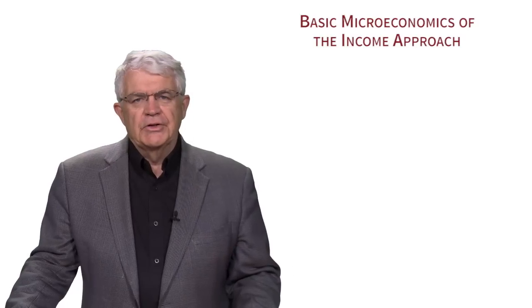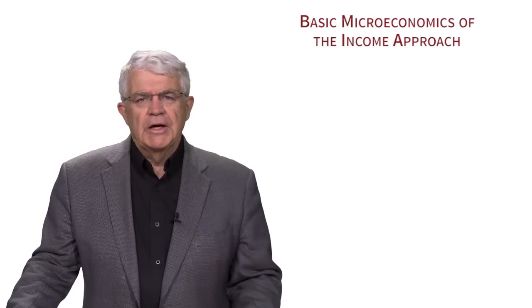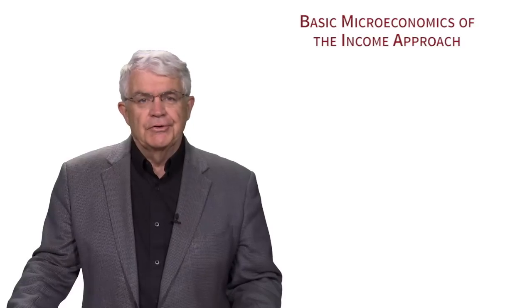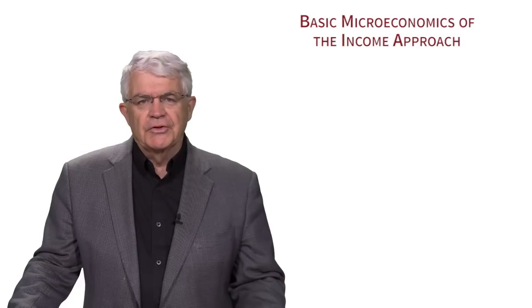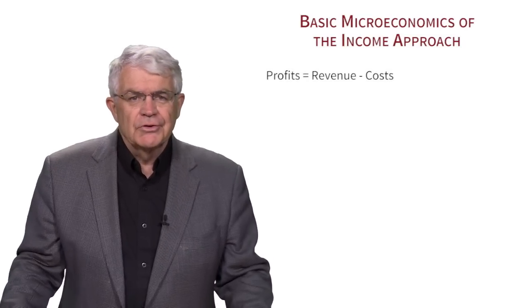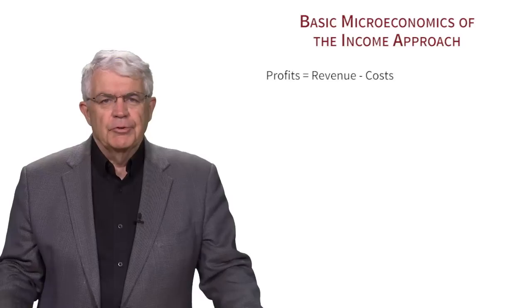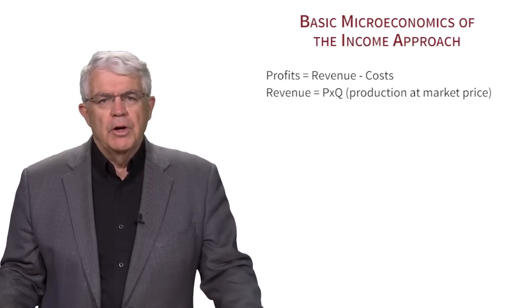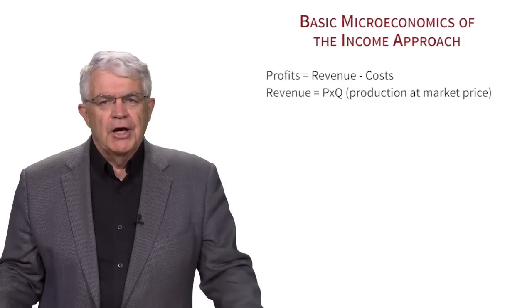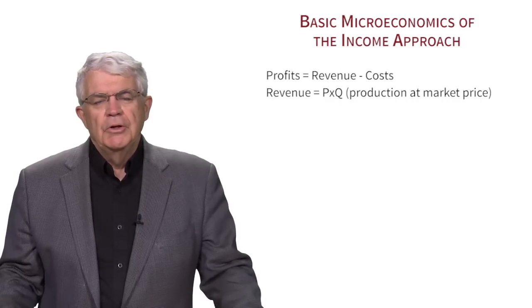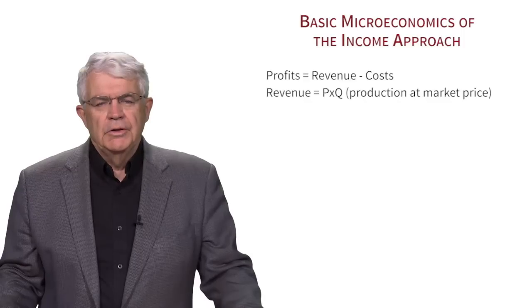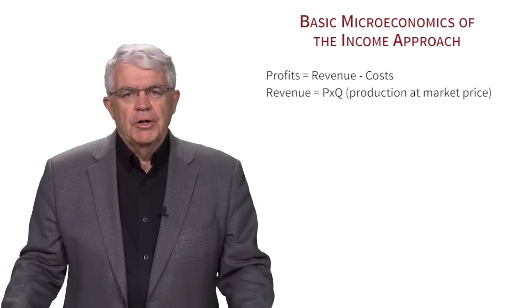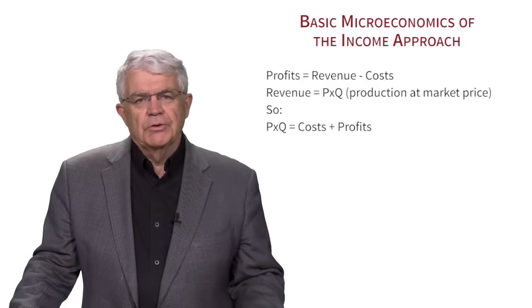It's important to recognize that there's a basic microeconomic reasoning behind the income approach. It comes from just considering the example of a firm. A firm's profits, you recall, are the difference between its revenues and its costs. We can think of revenues as the price times the quantity produced, the number of items produced. That's just production evaluated at market prices. And we know that's what GDP should be if you sum up all the production in the economy as a whole: market prices times quantity. Of course, that means that market production, price times quantity, is equal to cost plus profits.